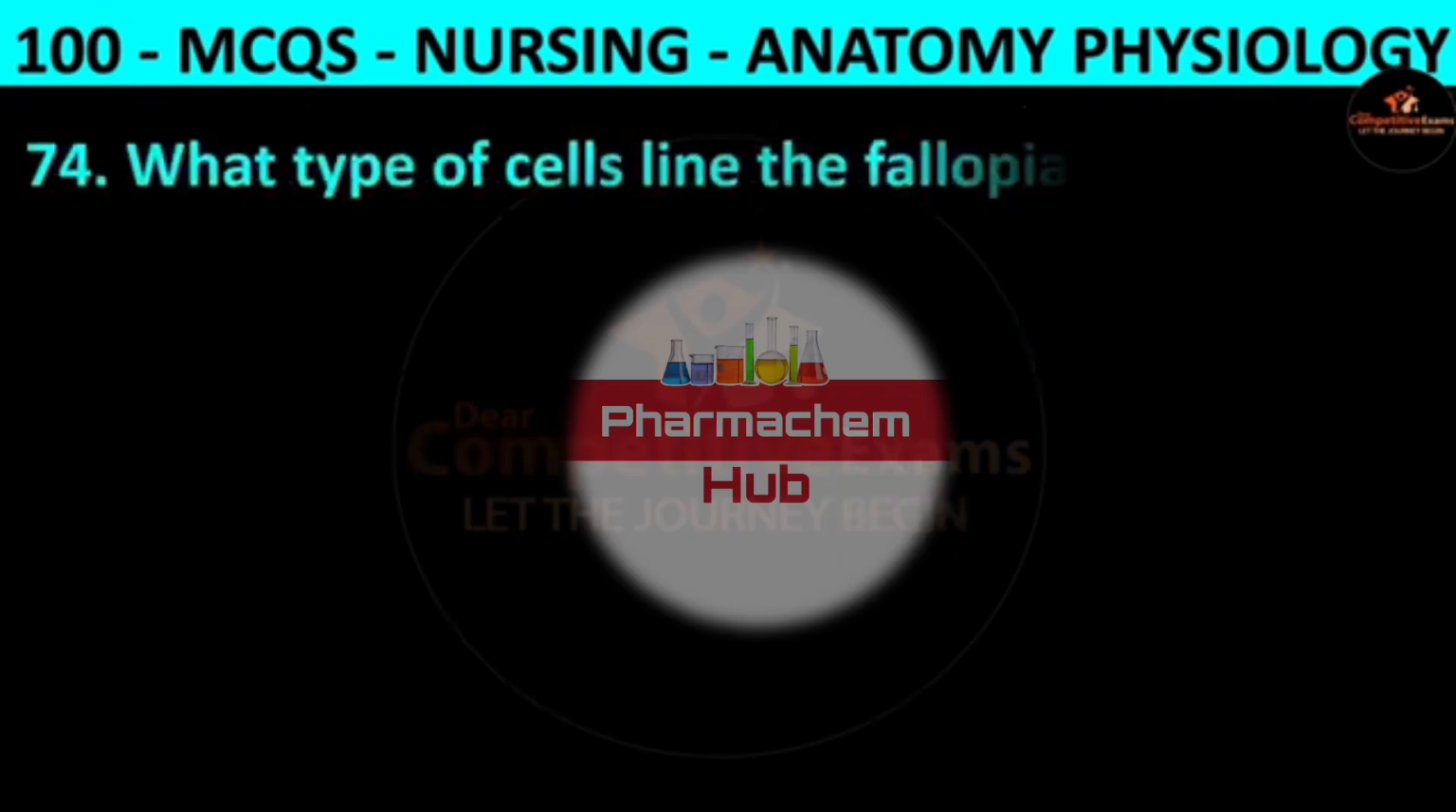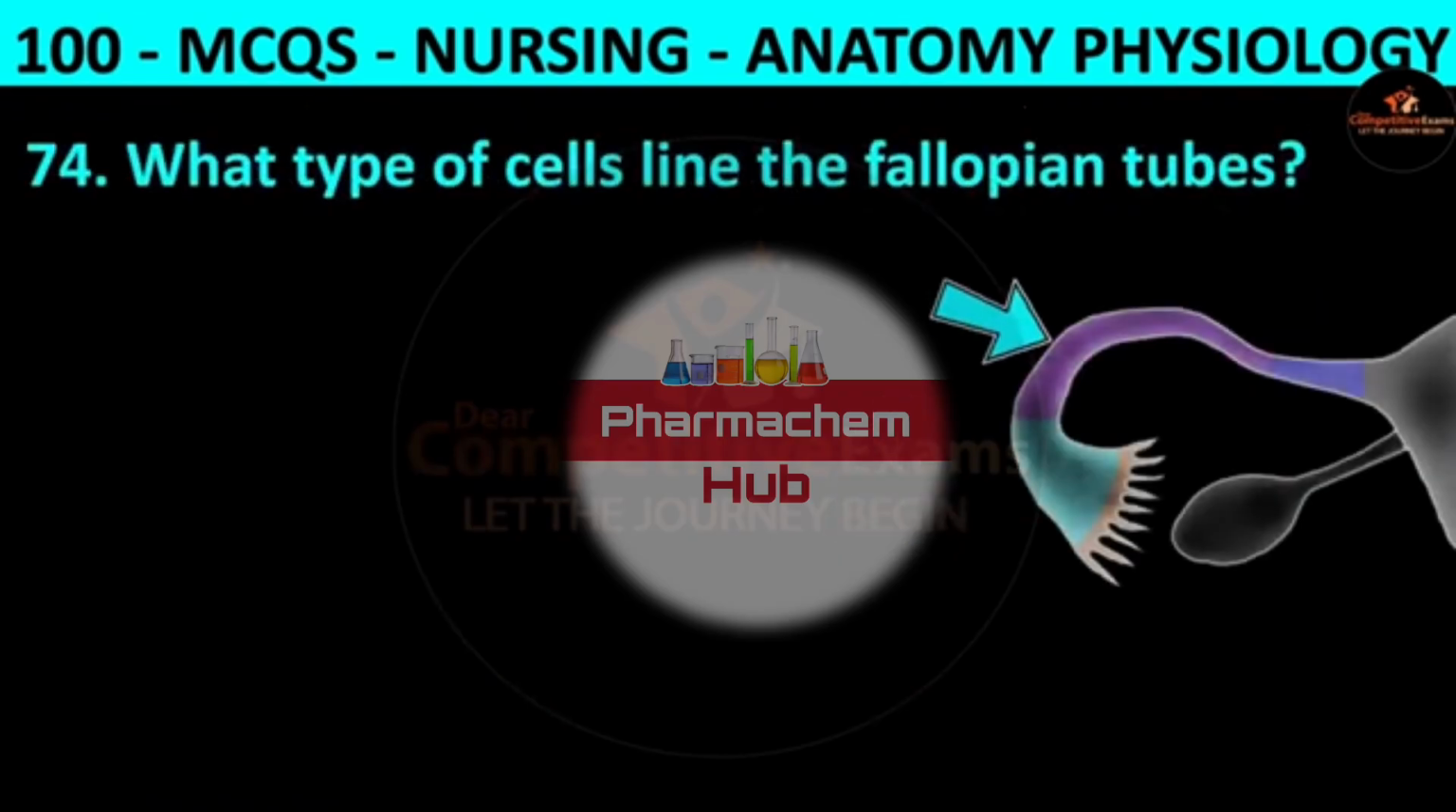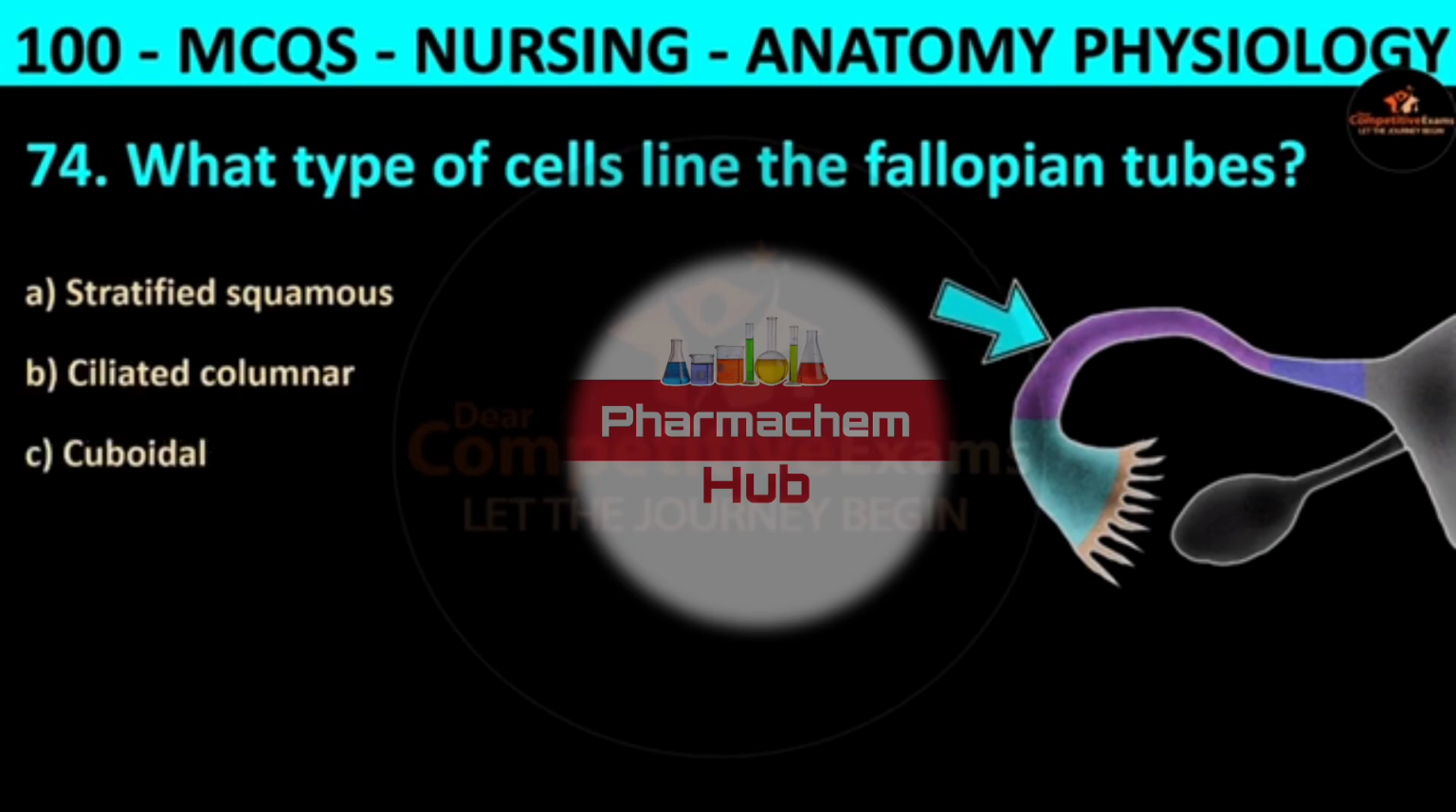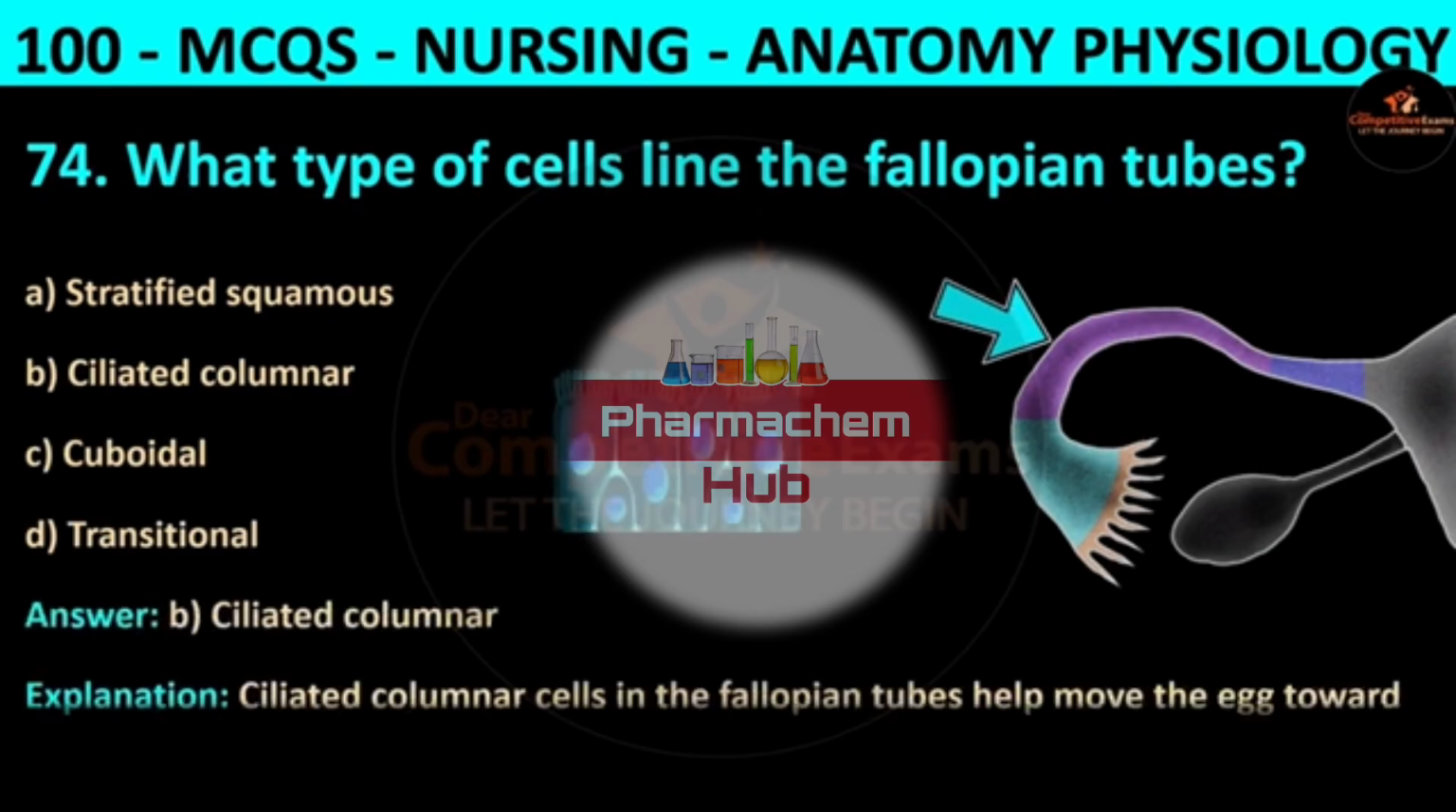Question number 74. What type of cells line the fallopian tubes? Your options are: stratified squamous, ciliated columnar, cuboidal, or transitional. The correct answer is B, that is ciliated columnar. The ciliated columnar cells in the fallopian tubes help to move the egg toward the uterus.